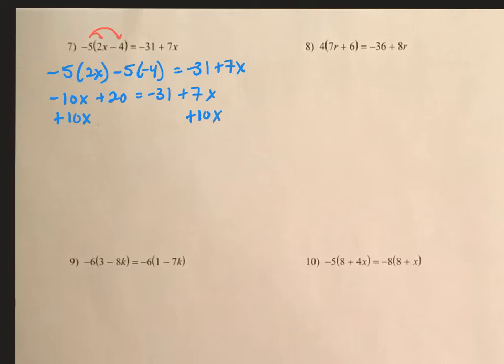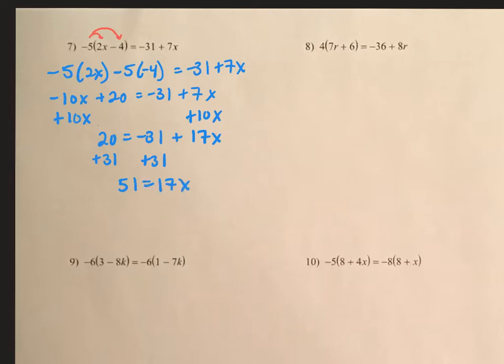So on my left side, the 10x's cancel out. I'm left with 20 equals negative 31 plus, I have a 7x and a 10x. That is 17x. Okay, my next step is to move my constants. So I have this negative 31 I can get rid of by plus 31. Plus 31. I'm left with 51 equals 17x.